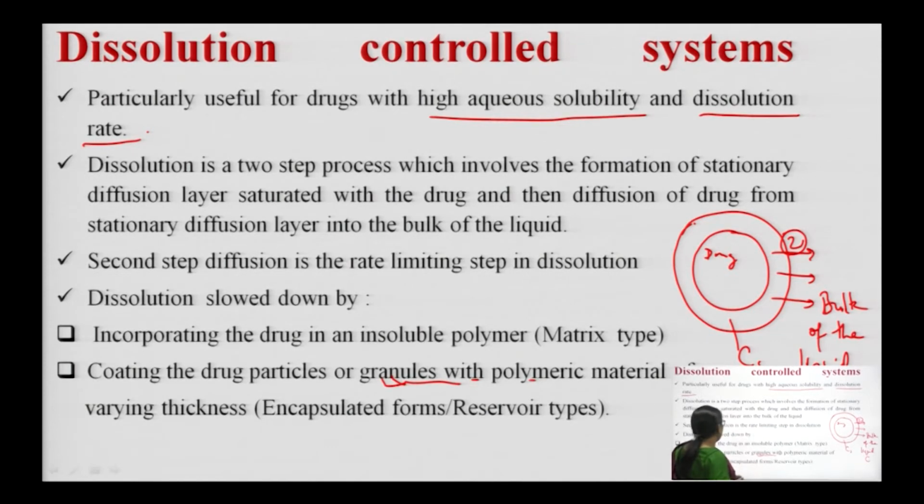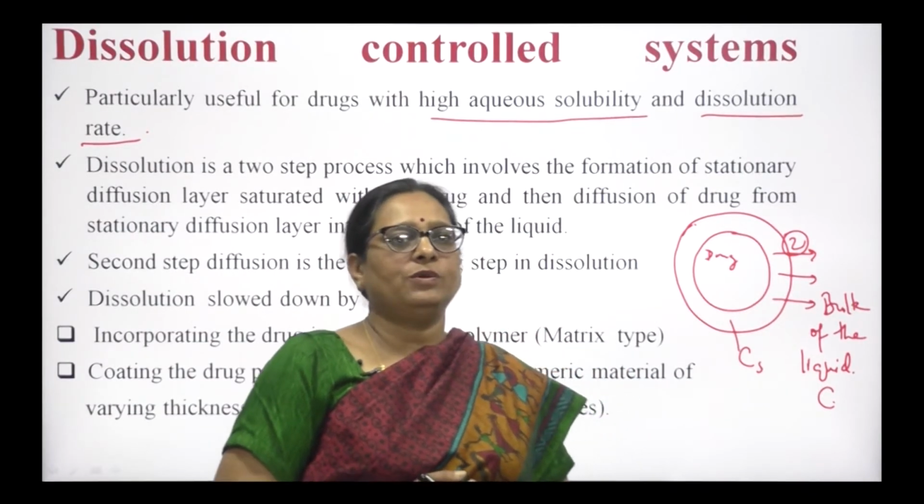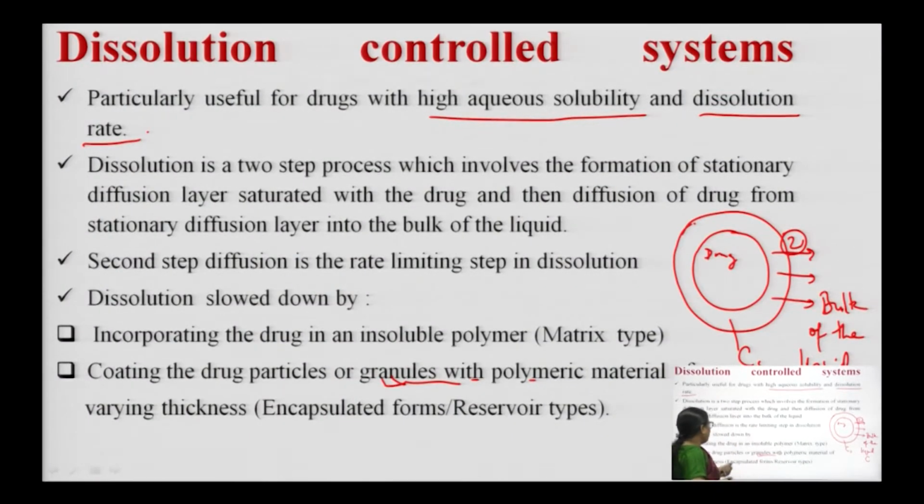So, in dissolution controlled systems, the dissolution rate of otherwise highly aqueous soluble drug or drug with high dissolution rate is slowed down by incorporating the drug in an insoluble polymeric matrix, leading to matrix type of systems, or the second approach that can be adopted is by coating the drug particles or granules with a polymeric material which will be insoluble, and the thickness of the polymeric material and the slow dissolution rate of the polymeric material will then govern the release of the drug from the dosage form.